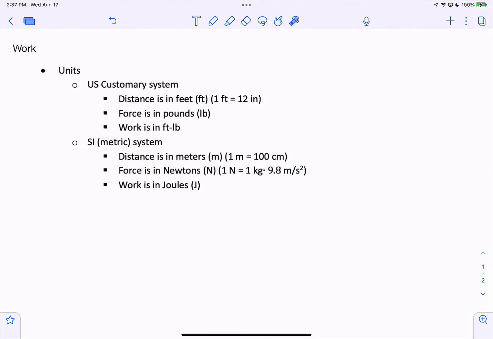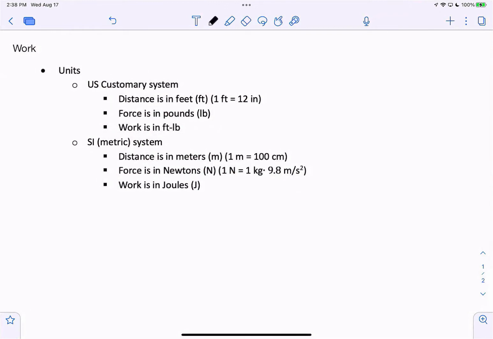For the metric system, our distance unit is going to be meters. Force is in newtons, and we're often given things in kilograms, so we have to multiply by 9.8 meters per second squared, the acceleration due to gravity, in order to get kilograms into newtons. So keep that in mind. And then work is in joules. For each problem, we will be working either in pounds and feet or in newtons and meters. We won't be mixing the two systems.